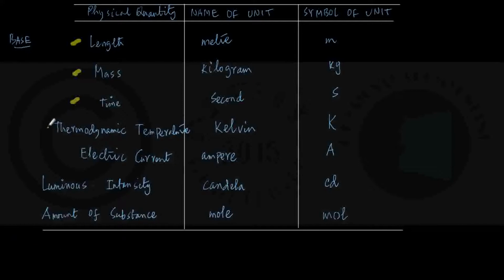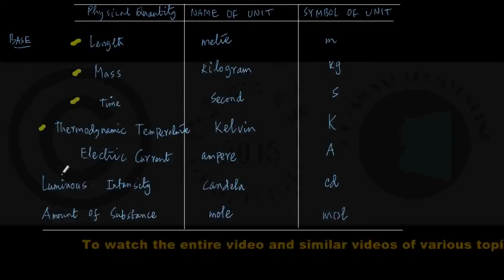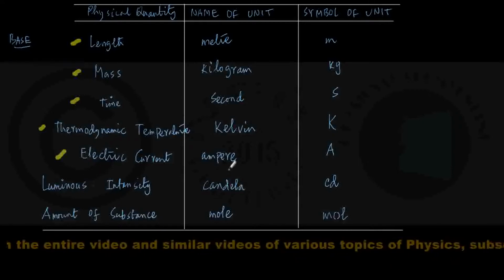One is thermodynamic temperature, that's also called Kelvin temperature, named after Lord Kelvin, the Scotsman, who introduced this particular unit of temperature. Then electric current, this is of course the amount of charge passing through any cross section of a conductor per second. This is also a base quantity, unit being ampere.